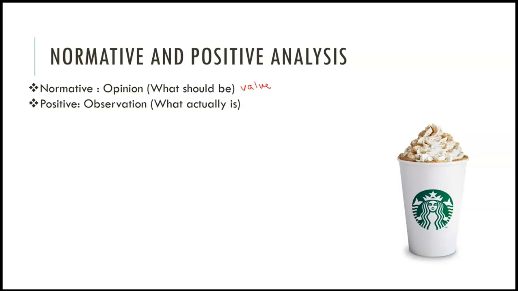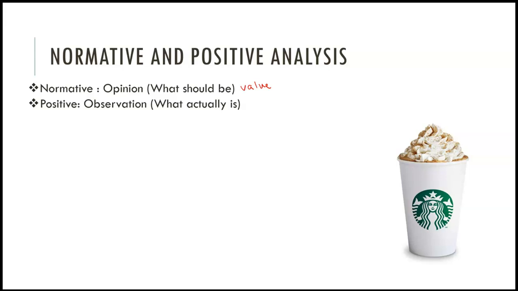So a normative statement could be, we should spend more money on higher education. The government should provide free college tuition for all freshmen. That's an opinion. It's a value judgment. Why? Because it involves trade-offs. If we spend more money on higher education, it does mean that we're devoting less resources to other things in society that might be important.